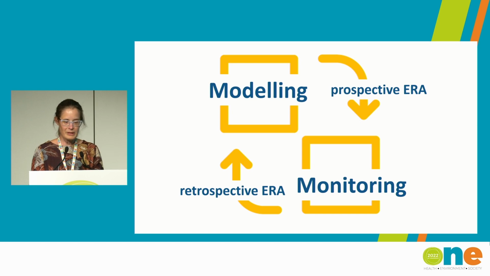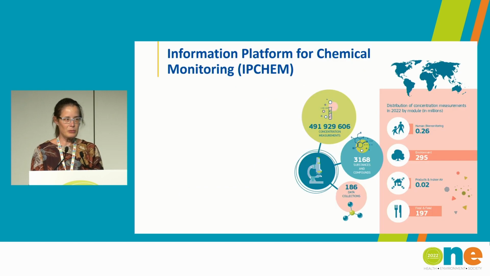But for all of that, we need the data. And that's why I want to bring to your attention the Information Platform for Chemical Monitoring, IPCHEM, that's run by the European Commission. It offers the current state of chemicals in various media, so not only the environment, but also human biomonitoring, concentrations in indoor air and in food and feed. We do that in collaboration with the agencies, with the Environment Agency, EFSA, and ECHA. And we currently have more than 490 million concentration measurements covering more than 3,000 substances.